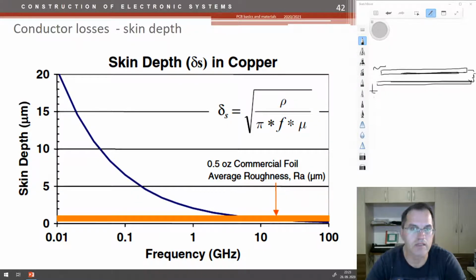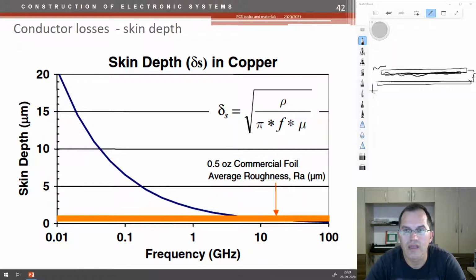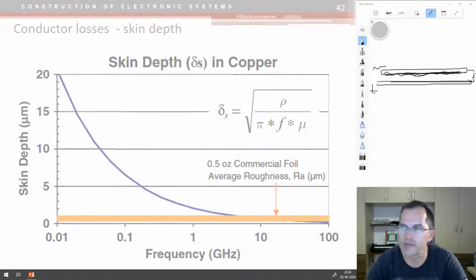Now the problem is that the copper can be rough. So going back, in this picture here, the roughness of the copper at the point where it is attached to the laminate plays a big role.